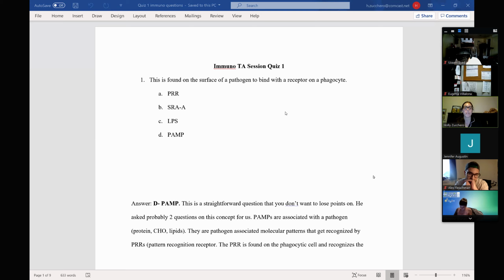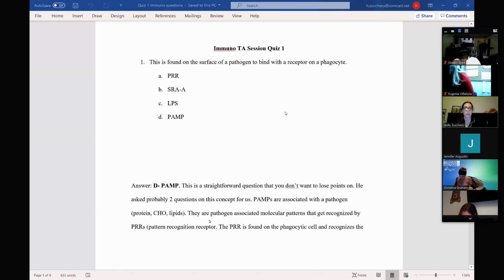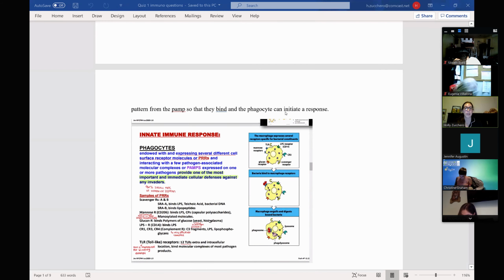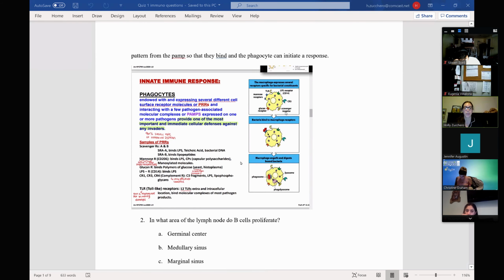And once those two things match up and bind each other, then that phagocytic cell can start phagocytosing the pathogen. So that was a really straightforward question, pretty easy. And this is directly from your slides. Well, if they're the same as ours, but it was right off the slides.